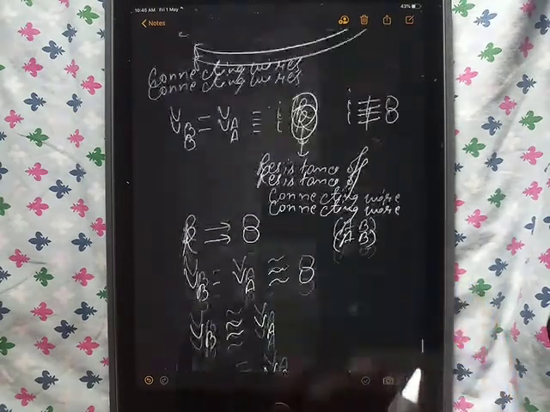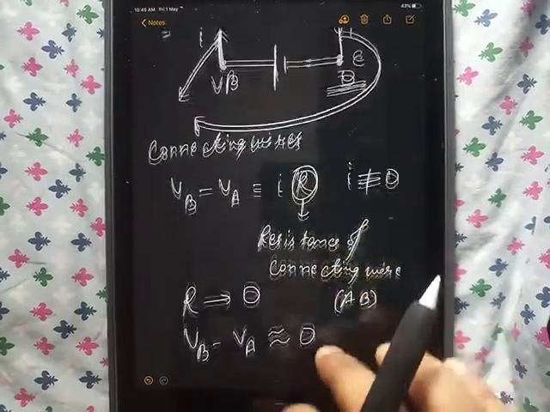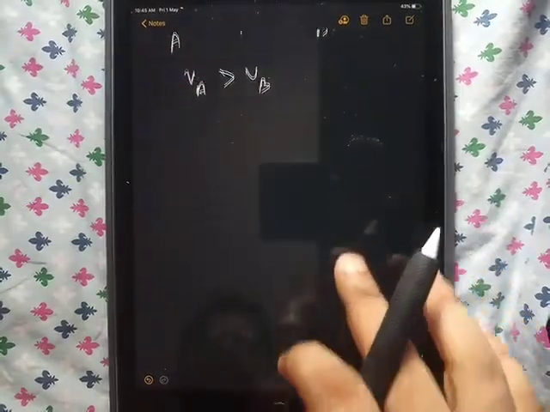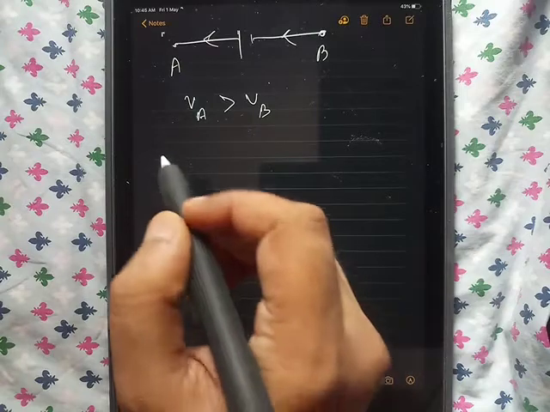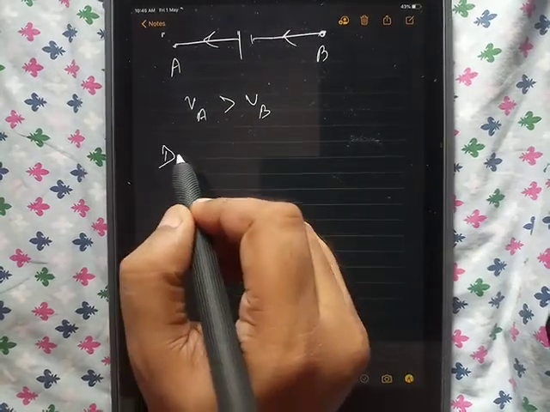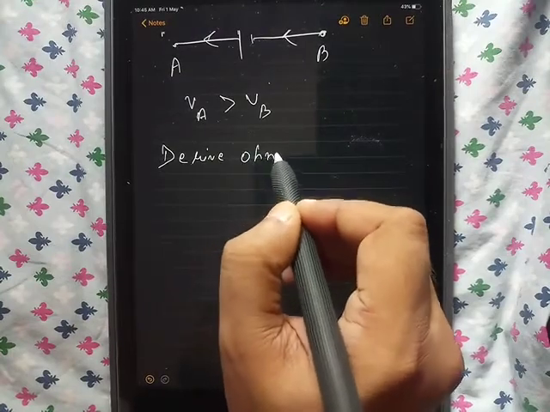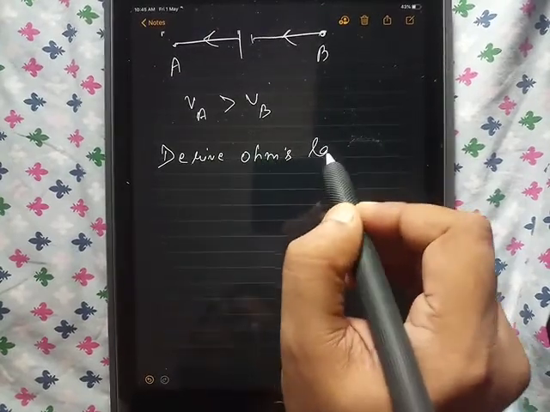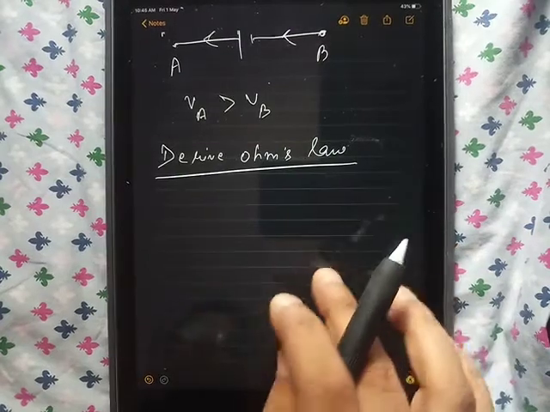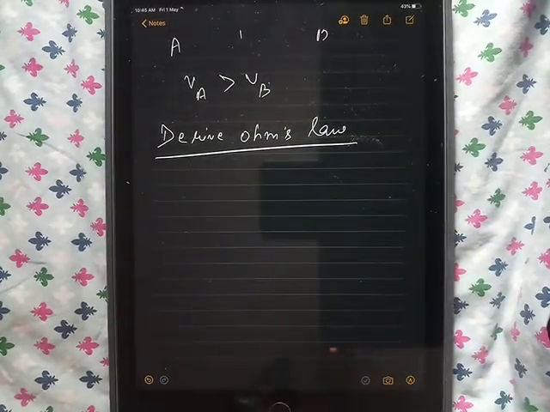So these are the basic examples of Ohm's law. We will discuss it later in detail. Let us derive Ohm's law by drift velocity. Deduction of Ohm's law by drift velocity.